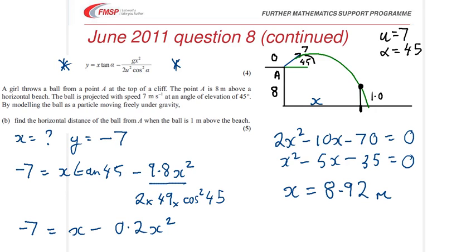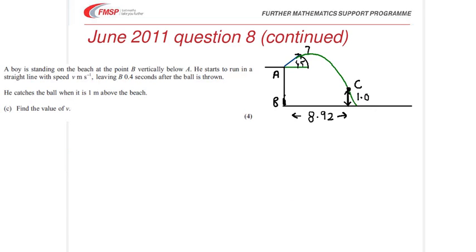One more bit to do. This part of the question talks about a boy standing on the beach at a point B vertically below A. He starts to run in a straight line with speed v, leaving B 0.4 seconds after the ball is thrown, and catching the ball at this point here. Find the value of v, the speed he runs at.